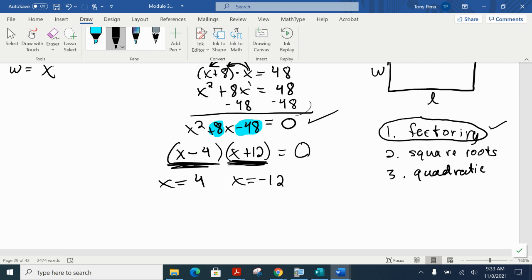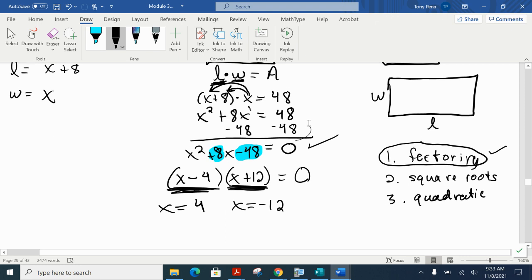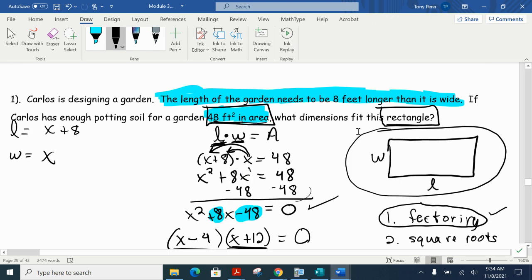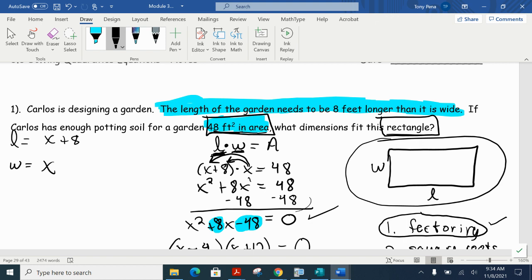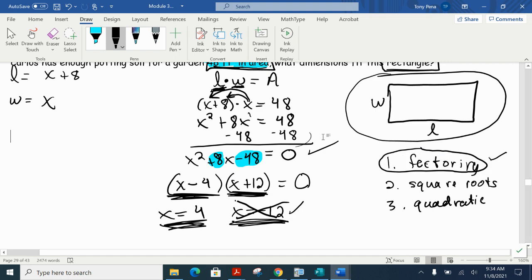With this, though, there is one extra thing you need to consider. What we are talking about is the length of a garden, right? The width and length of a garden. Is it possible to have a width or length that is a negative length? No, we can't have a negative height. We can't have a negative length. We can't have a negative width. So even though the algebra here gives us two different answers, you would not consider this a viable answer if we're now dealing with this kind of little life problem here where you can't have a negative length or a negative width. So x equals 4 is the one we want to go with.